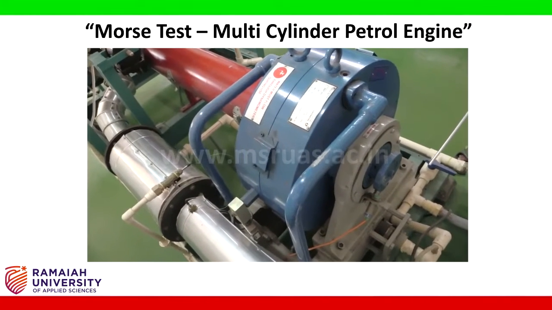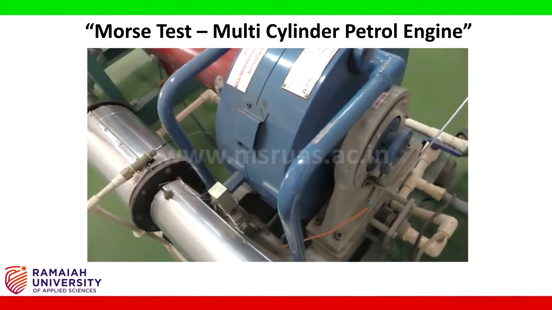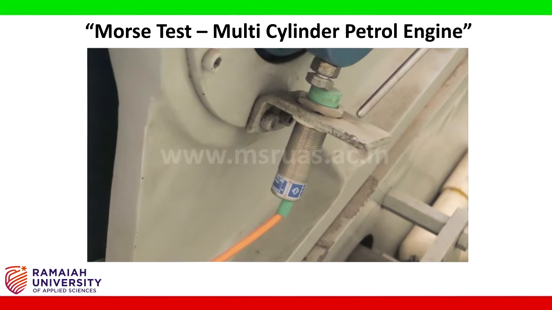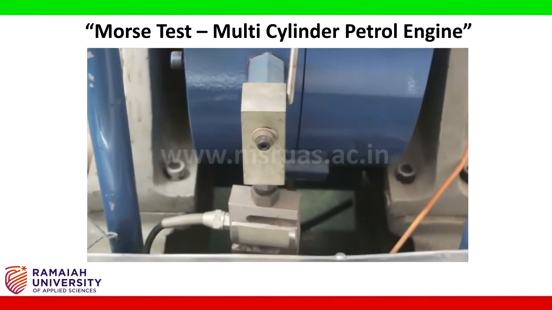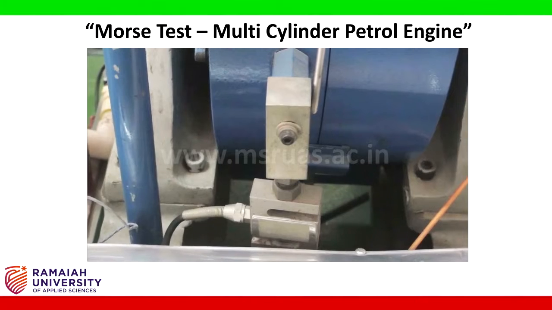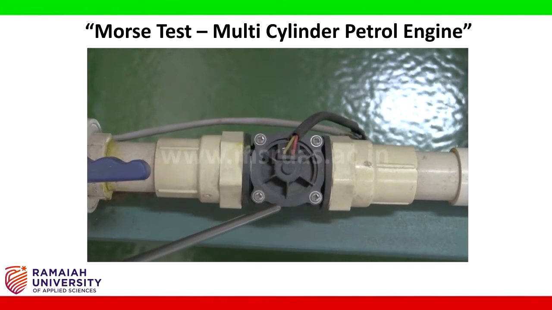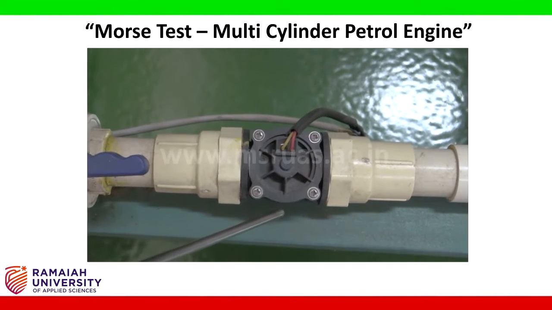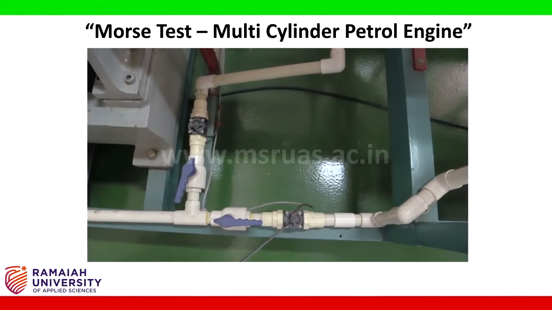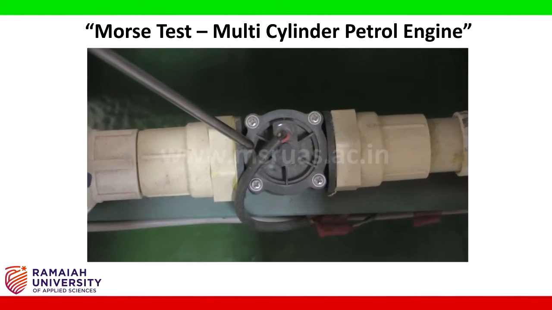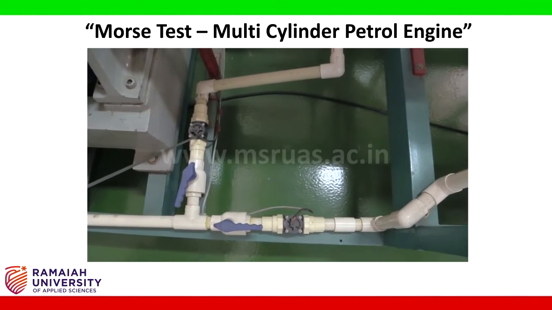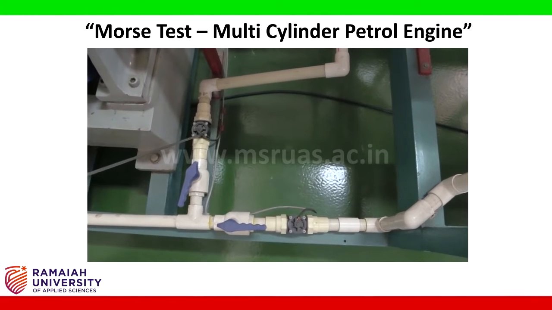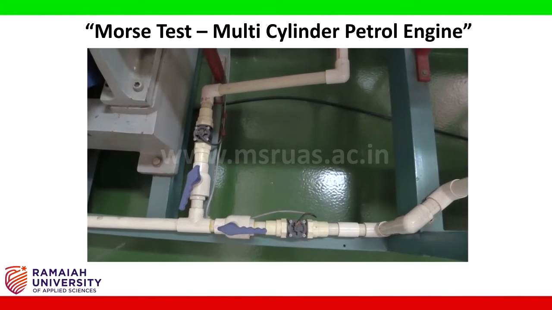Various sensors used in this experiment are, first, the RPM sensor; second, the load cell to measure the torque applied to the engine. This sensor is used to measure the water flow quantity to the engine, and this sensor is used to measure the water flow quantity to the exhaust calorimeter. Now we will see the temperature probes.